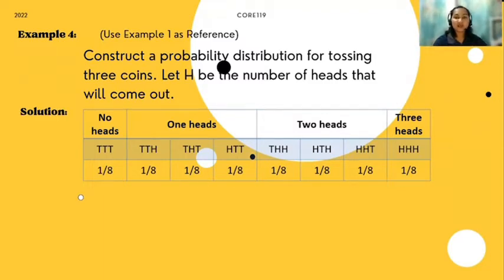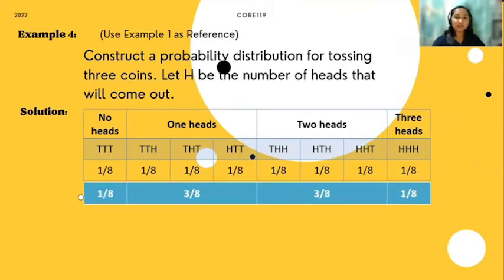Now, in terms of the probability distribution, all we need to do is to compute the probability of each random variable. So for no heads, that will be 1/8, and for 1 head only, we just add these 3 probabilities: 1/8 plus 1/8, and then another 1/8. So the probability for 1 head is 3/8. For 2 heads, that's 3/8 also, and then for 3 heads, we have 1/8 because there's only 1 outcome with exactly 3 heads.